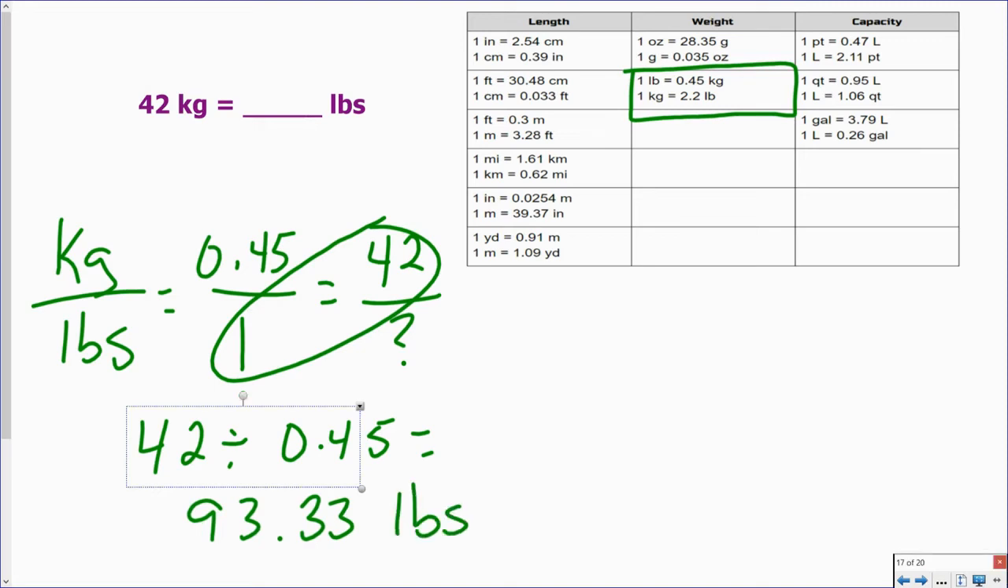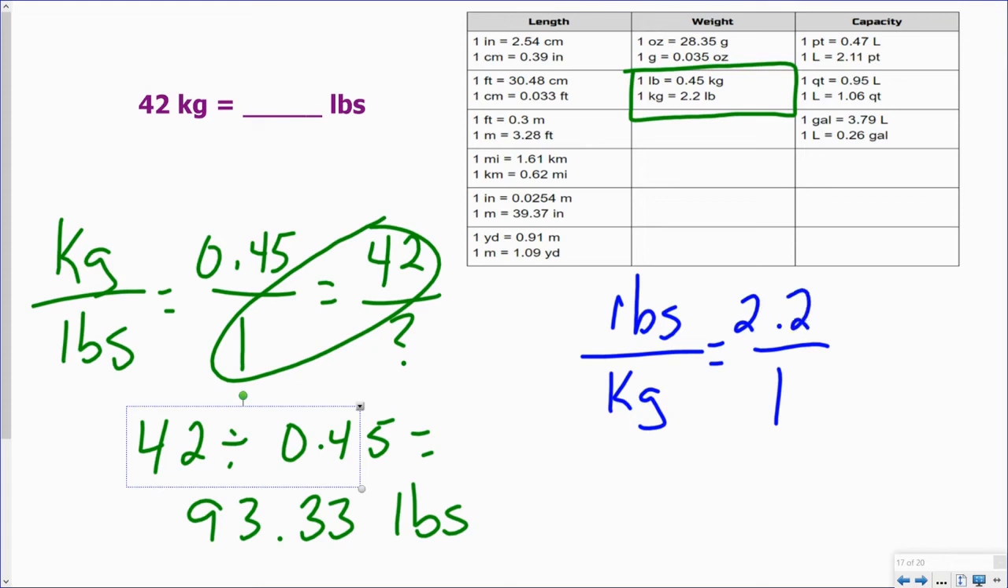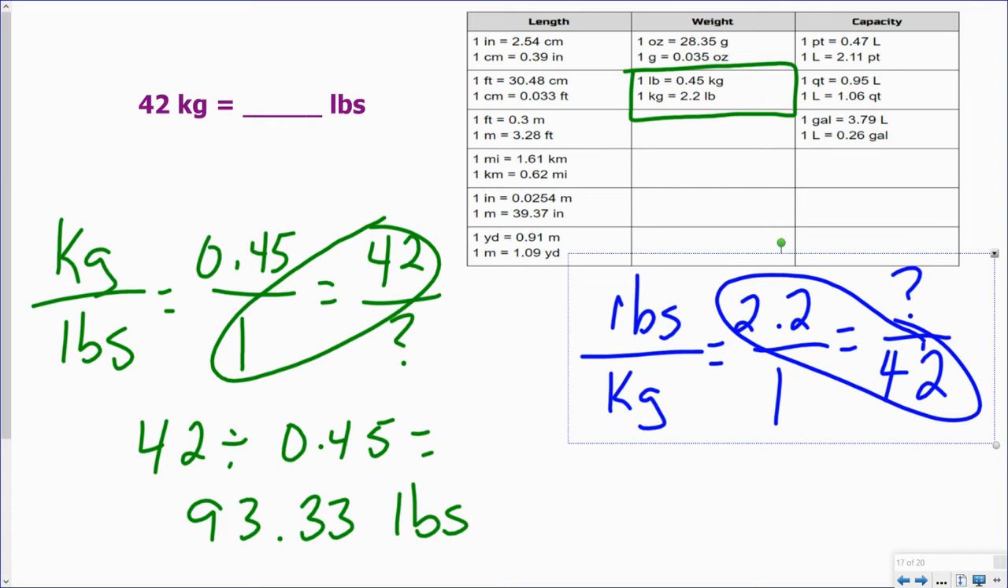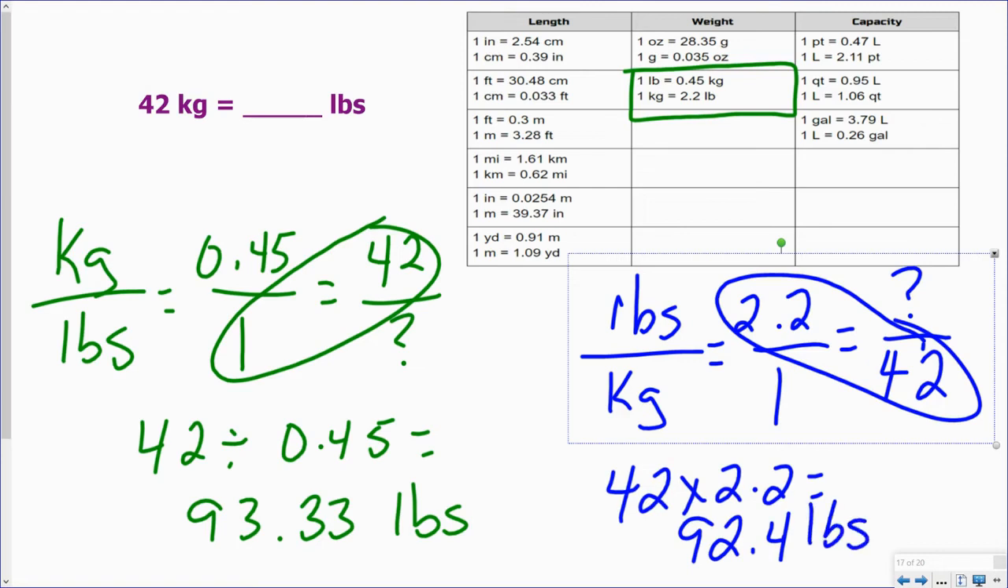If I set up the other one, that would be pounds over kilograms. And so I would put my 1 kilogram here, and that'd be 2 and 2/10 pounds. Again, still looking for how many pounds I have. I have 42 kilograms. So I cross multiply. 42 times 2 and 2/10 gives me 92 and 4/10 pounds.